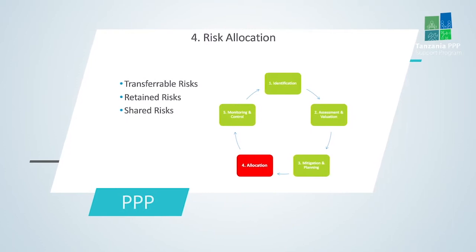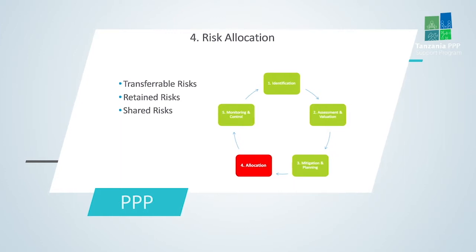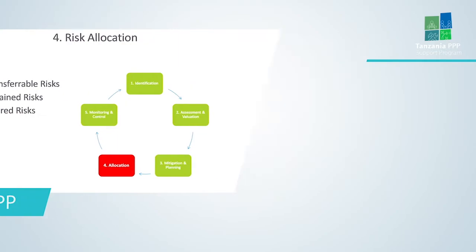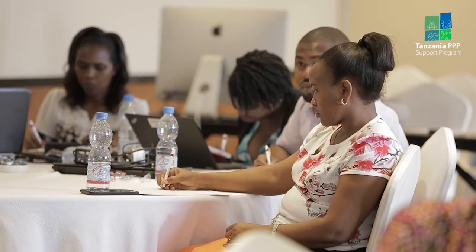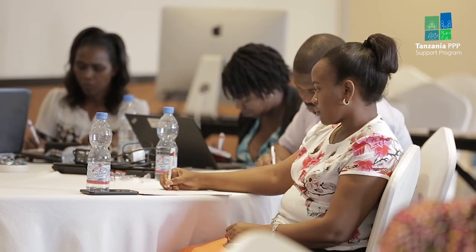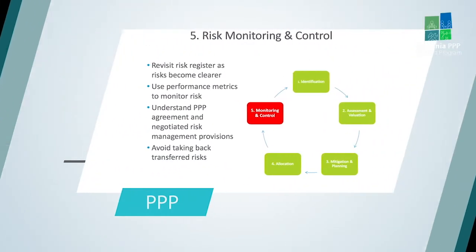Now that we've identified risk and looked at the strategies to mitigate risk, now we allocate risk. There are going to be some risks that are going to be retained by the government, and there are going to be others that we're going to be able to shift over to the private sector. And by the way, there are also going to be risks that we're going to share, that we'll both handle. We'll talk about allocation a little further along.